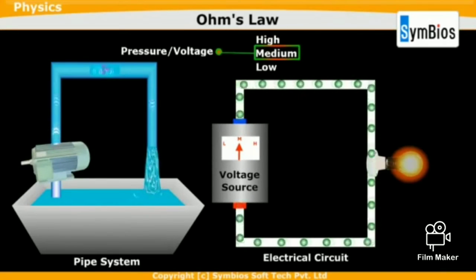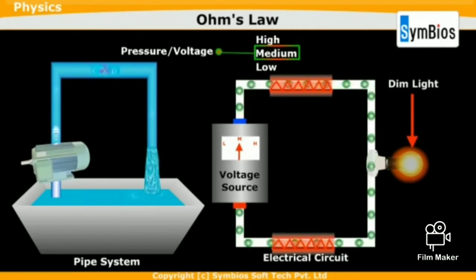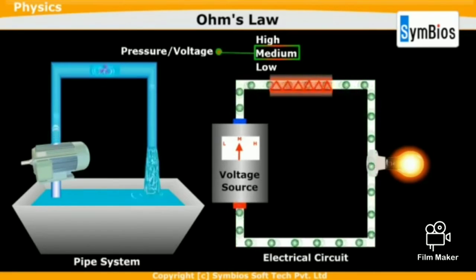Now, in the electrical circuit, we will increase the resistance, keeping the voltage constant. We see that increase in resistance decreases the rate of flow of the charges. That is, the flow of the current is decreased, making the bulb glow dim. Again, if we decrease the resistance, the rate of flow of current increases and the bulb glows brighter. This shows that electric current is inversely proportional to the resistance.